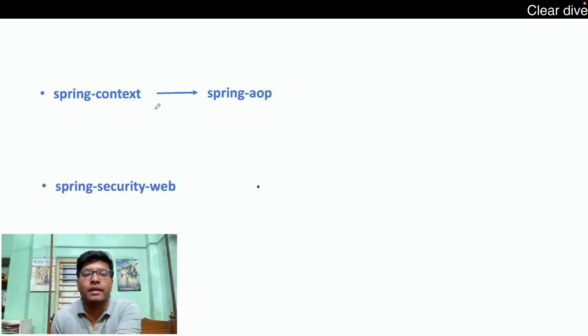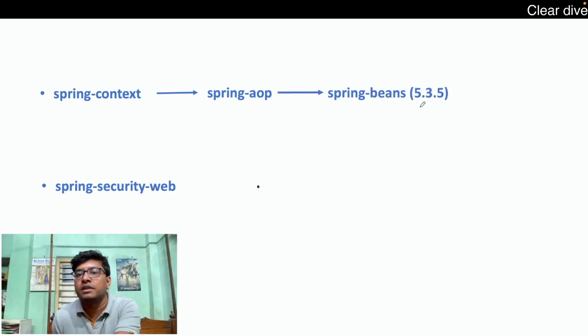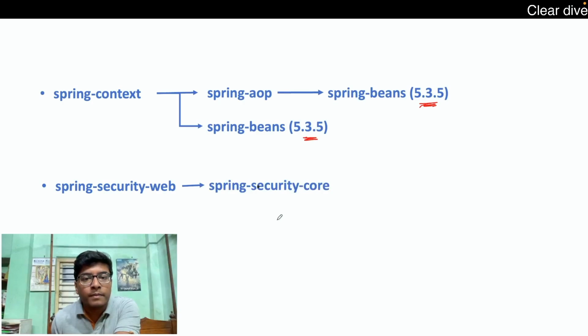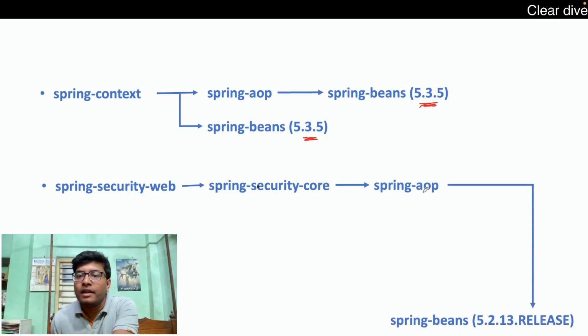Spring Context is a third-party library developed by Spring. Spring Context depends on Spring AOP, and Spring AOP in turn depends on Spring Beans of version 5.3.5. Spring Context also depends on Spring Beans directly, again version 5.3.5. And Spring Security Web depends on Spring Security Core, which in turn depends on Spring AOP, and that again depends on Spring Beans, but this time the version is different, 5.2.13 release. You can see these are different, right?